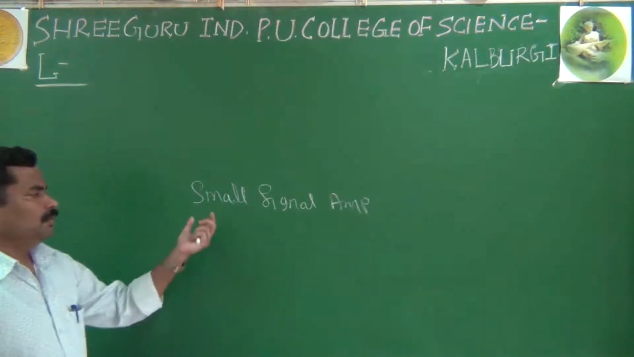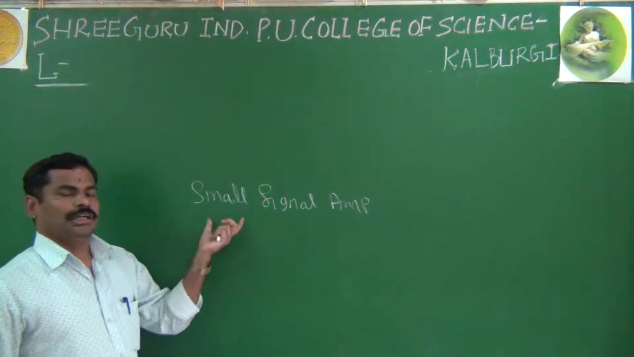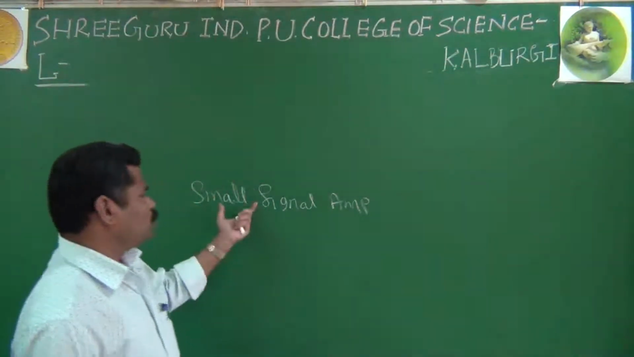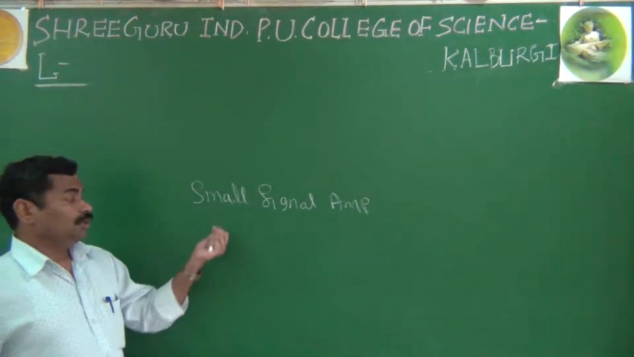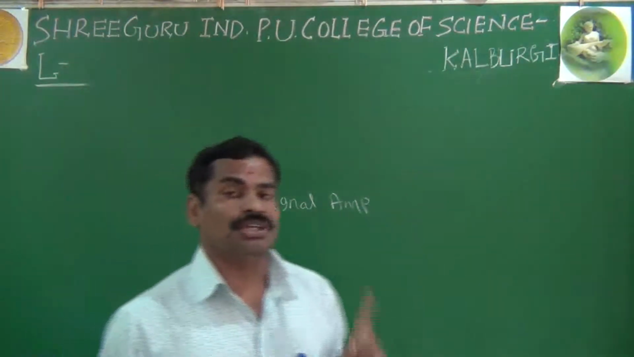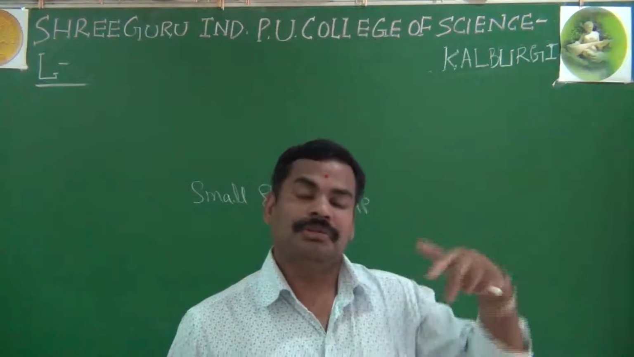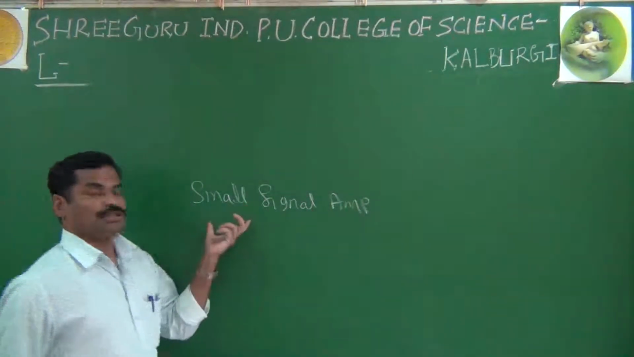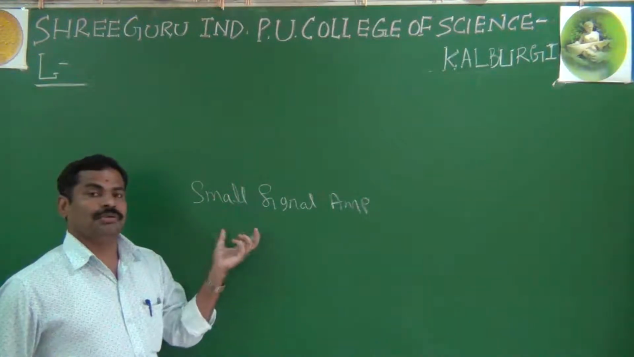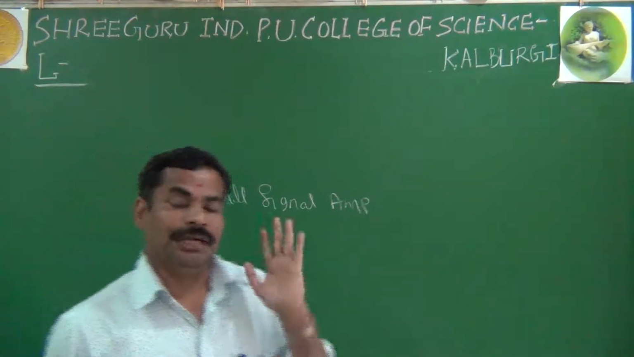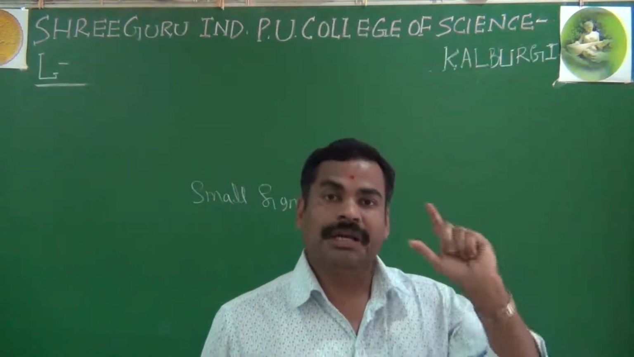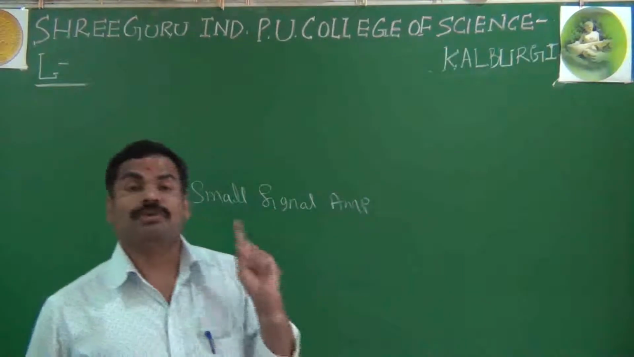It means if you apply any input signal, that input signal has some amplitude or magnitude. Especially in your small signal amplifier, whatever input signal you apply, its amplitude will be less than the Q point value of the transistor. That type of amplifier we call a small signal amplifier. It means in small signal amplifiers, the input signal amplitude will be less than the Q point value.